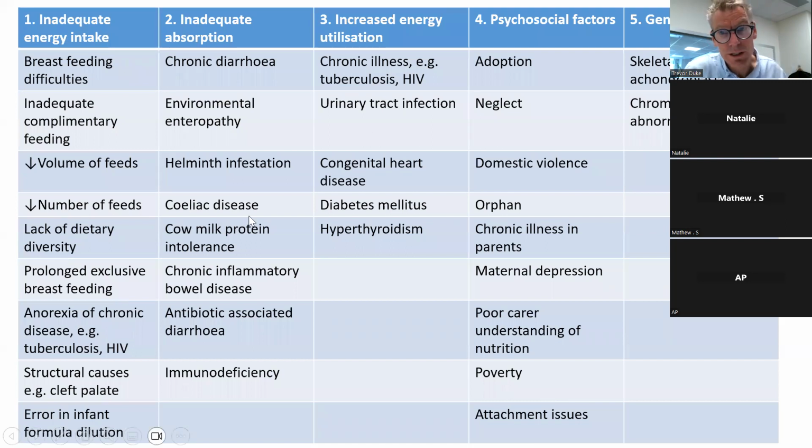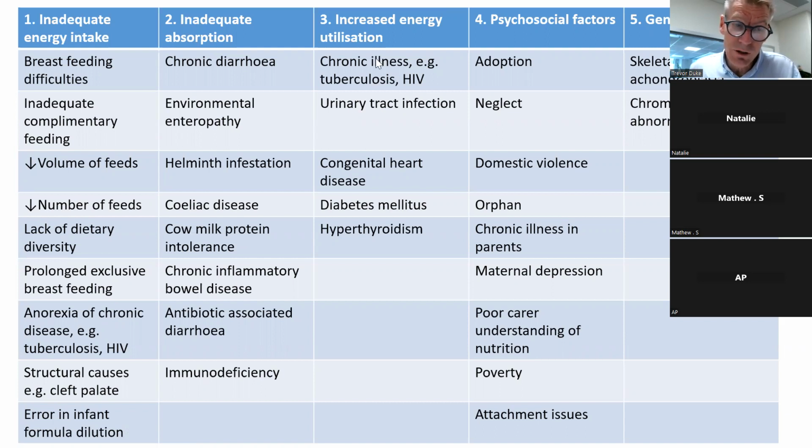When I said there's all these different potential causes of failure to thrive, inadequate energy intake, inadequate absorption, increased energy utilisation, psychosocial factors, or sometimes genetic or syndromic causes, I think it's useful to think about what the actual problems are that might cause inadequate energy intake, such as breastfeeding difficulties or inadequate complementary feeding. In our case, this was a child who was preterm and was breastfeeding, but had complementary feeding introduced at 4 months and clearly didn't have adequate complementary feeding.